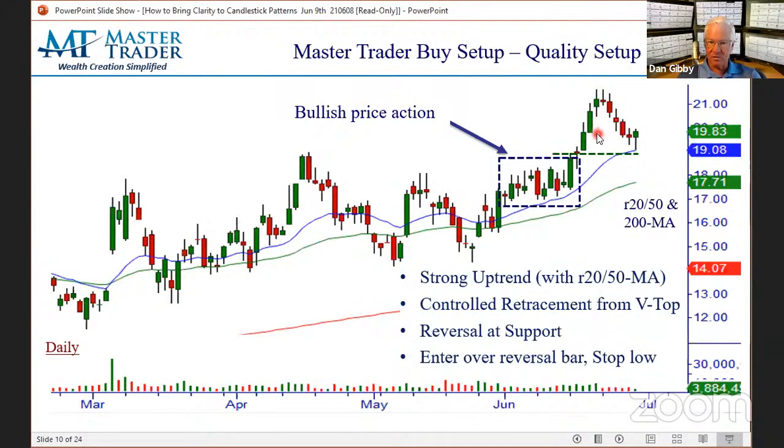And now it broke out. And now I have this controlled retracement. It's coming in beautifully. I have my bottoming tail. I have my reversal bar on support. These are the other concepts combined that we started with on the first slide. You buy the high, stop low, and manage in between.